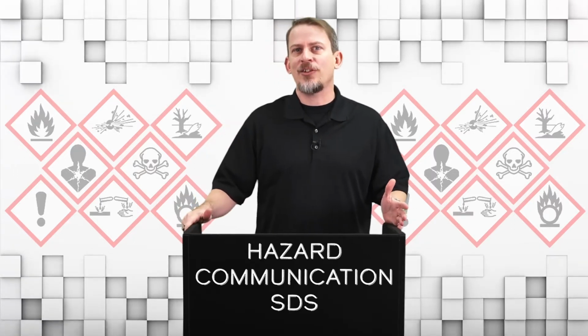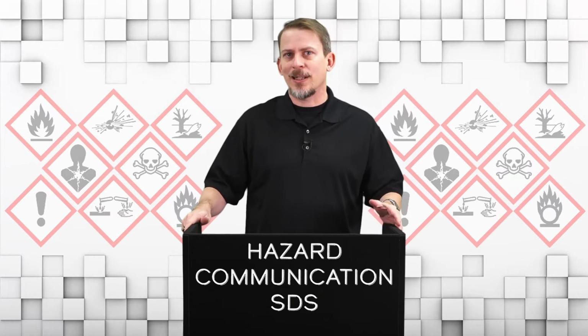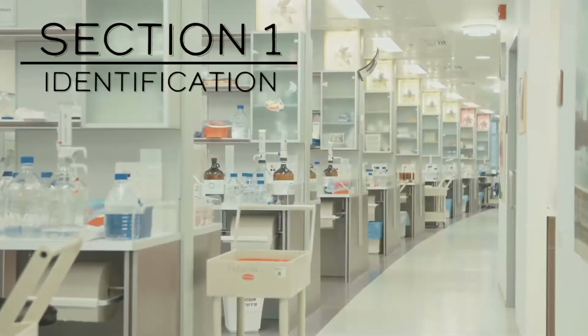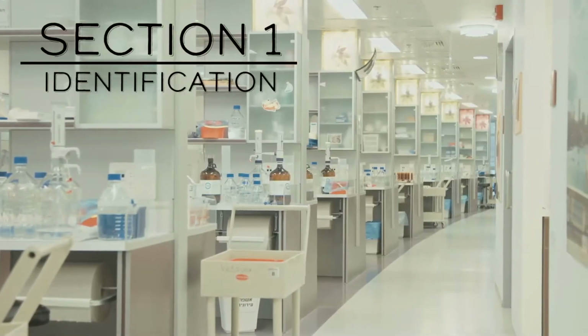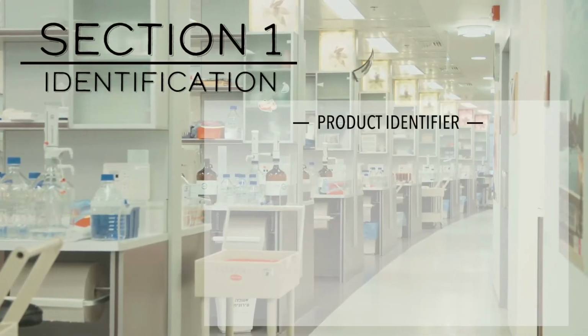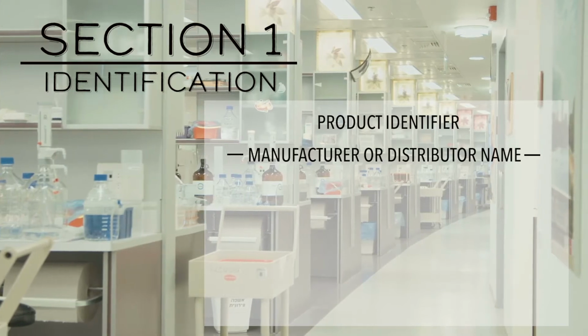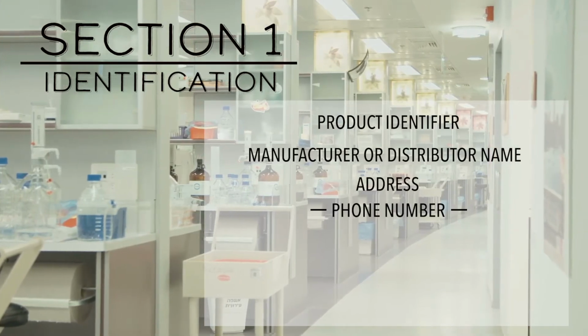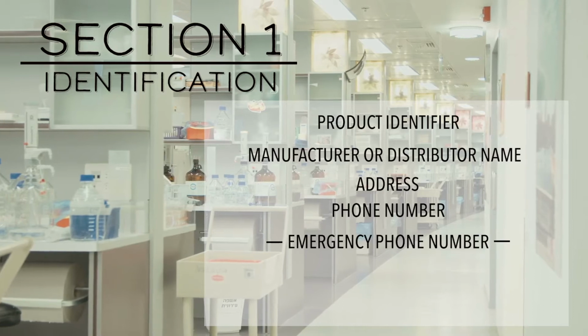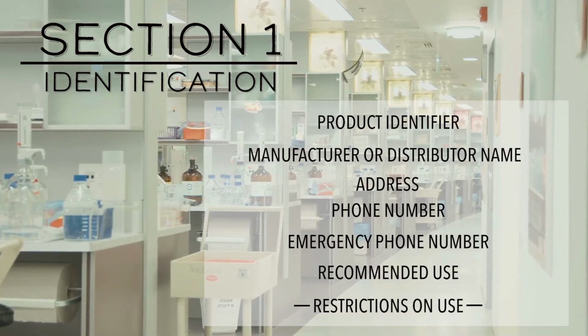The Hazard Communication Standard, revised in 2012, now requires chemical manufacturers, distributors, and importers to provide new safety data sheets in a uniform format that includes the section numbers, headings, and associated information listed. Section 1, Identification, includes product identifier, manufacturer or distributor name, address, phone number, emergency phone number, recommended use, and restrictions on use.